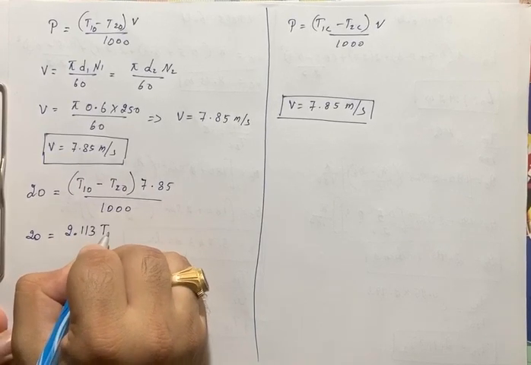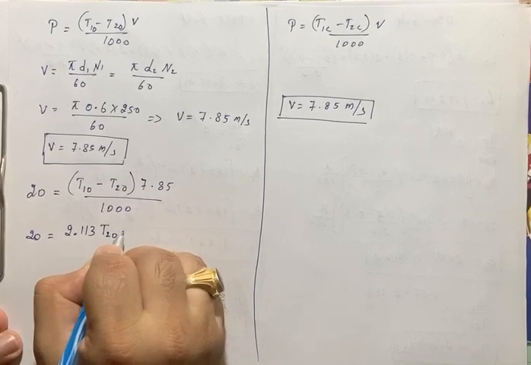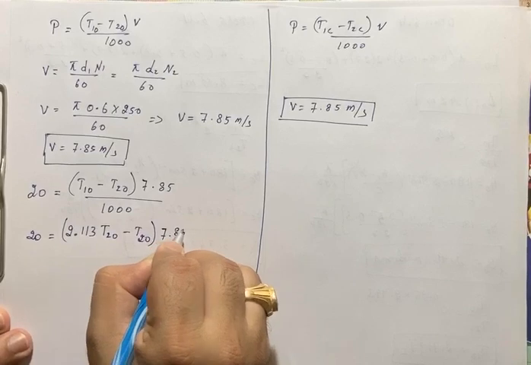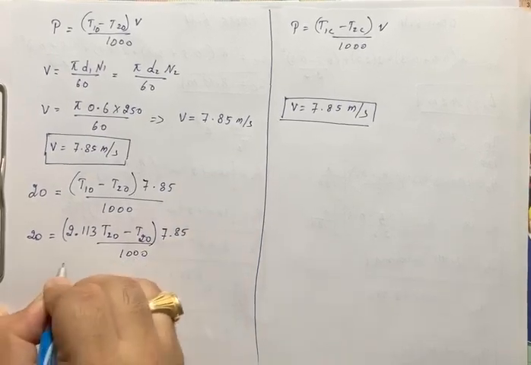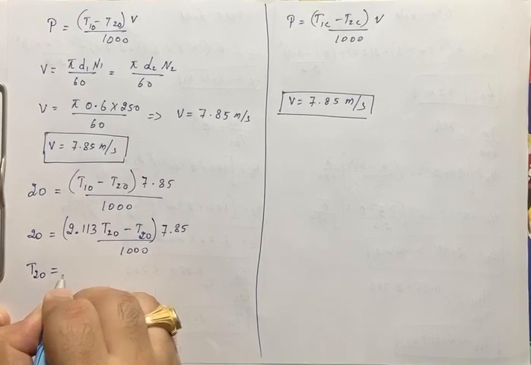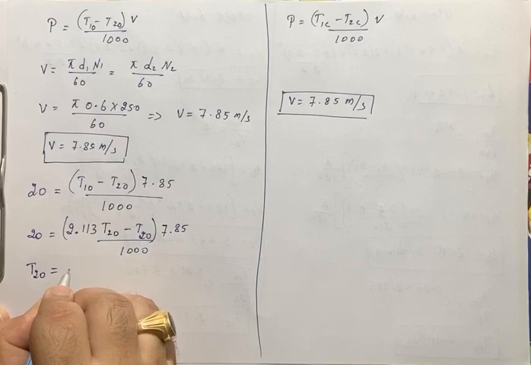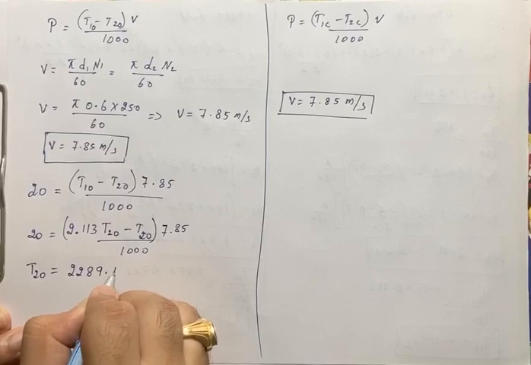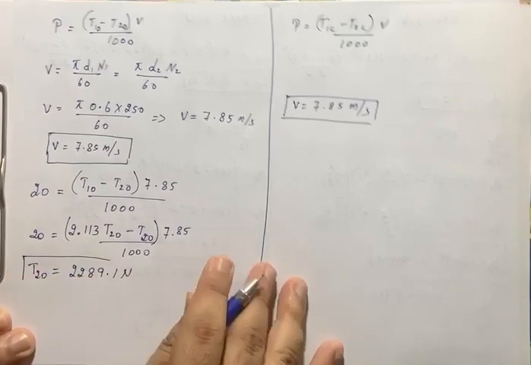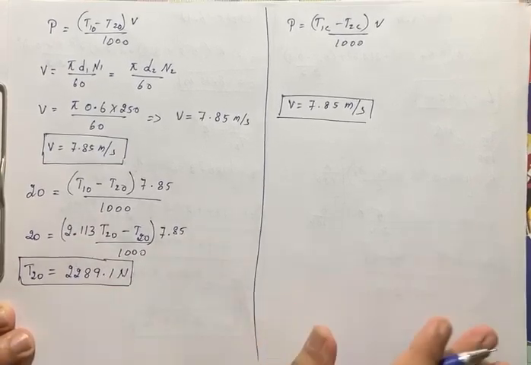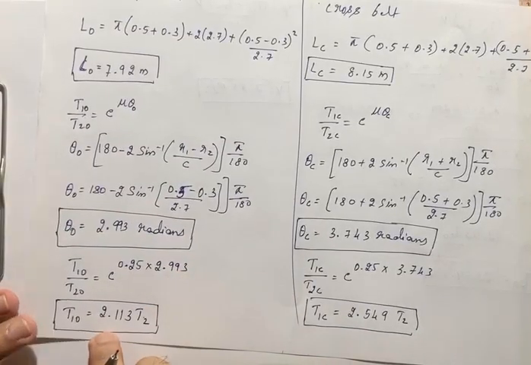So, I have 20 is equal to (2.113 T2O minus T2O) into 7.85 divided by 1000. So, only one unknown, it is T2O. So, the T2O is 2289.1 Newton. Now, I can substitute this T2O in this formula to find out T1, right.